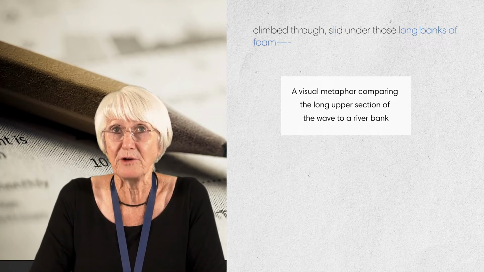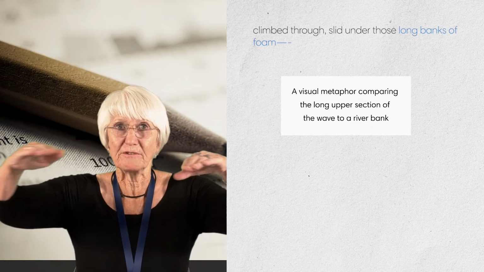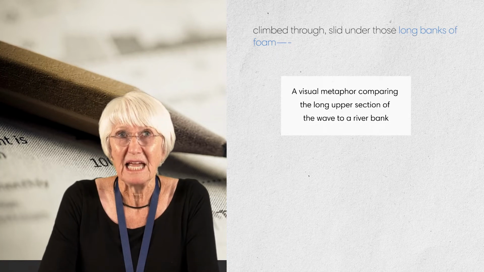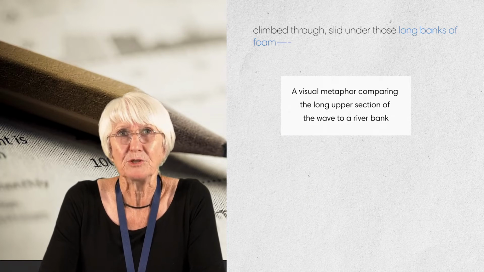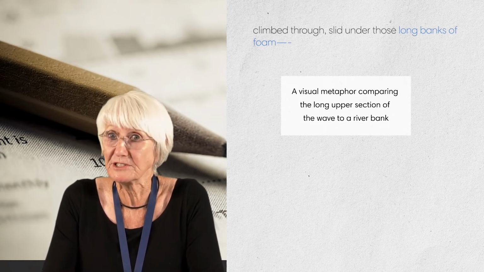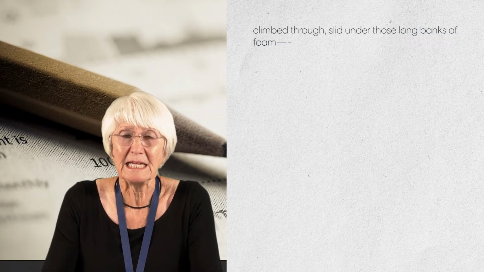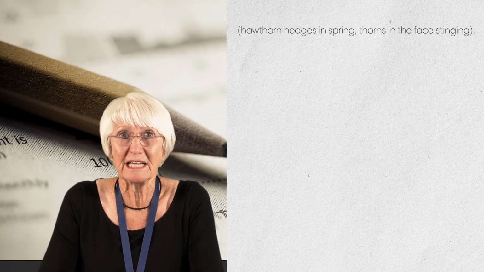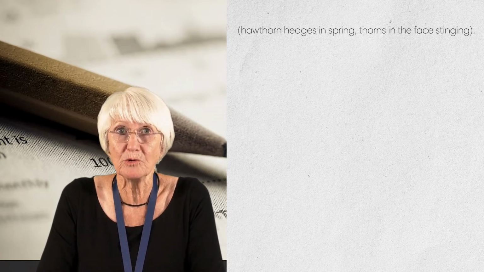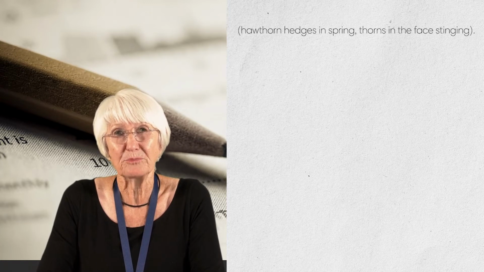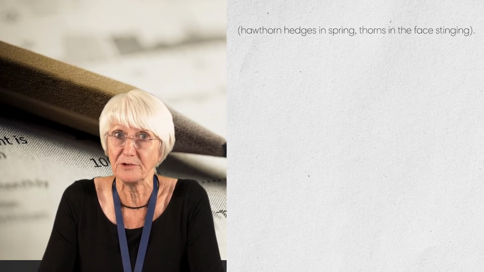And then long banks of foam is a visual metaphor where Wright is comparing the upper section of the wave to a long riverbank. And she uses rural imagery at times in this first stanza to help people who haven't been to the surf, who haven't been to the beach, to have a better understanding of what she's talking about. In brackets, she has put hawthorn hedges in spring, thorns in the face stinging. And she's used, once again, two rural images to help people better imagine what she's talking about if they have not experienced the surf firsthand.